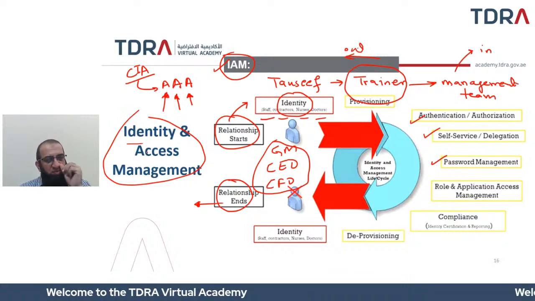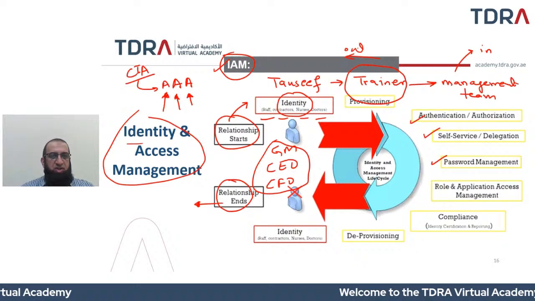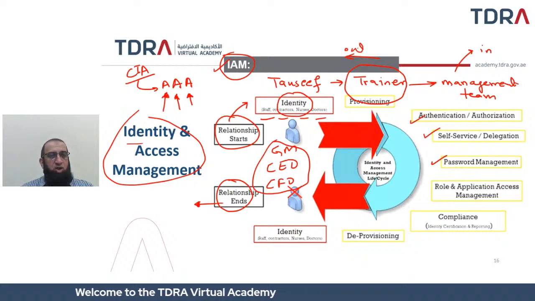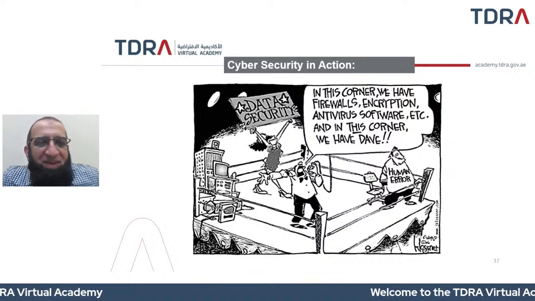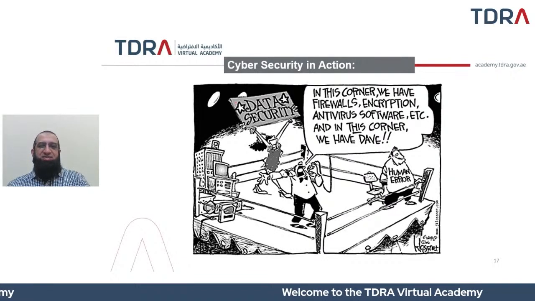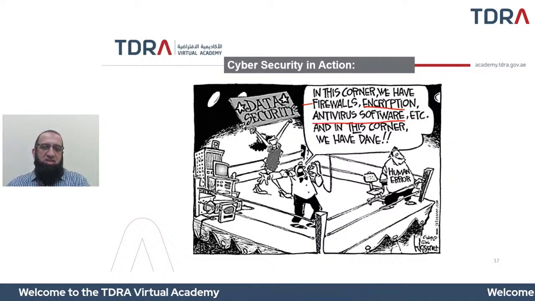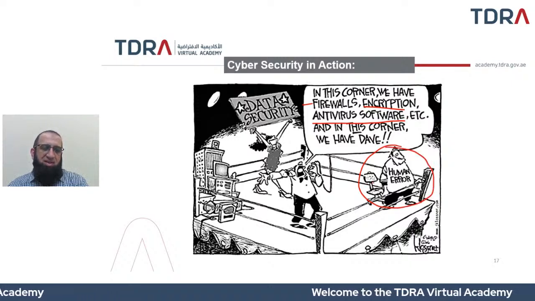So I'm just giving you some food for thought on what the components of a cybersecurity system are, right? I won't be talking about the router, firewalls, or IPS. I'm talking about the generic concepts, right? Now, this is something funny: in this corner we have firewalls, encryption, antivirus software, and in this corner we have Dave, human error, right?